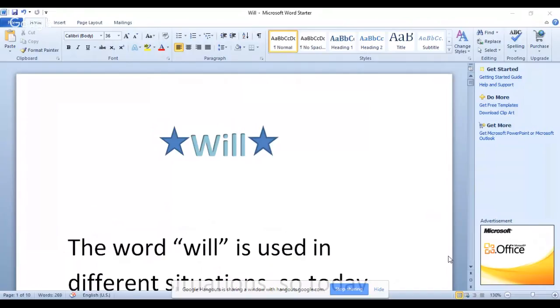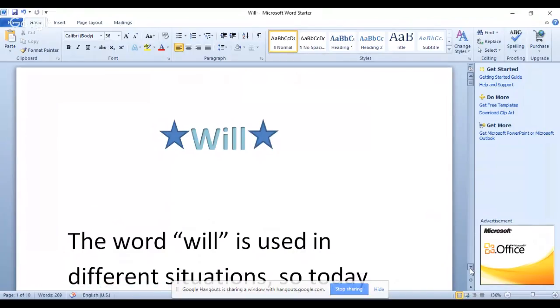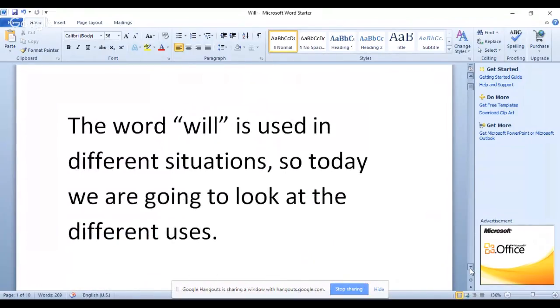Okay. Good. Well, then, can you just read this for us, please? The word will is used in different situations. So today we are going to look at the different uses. Very good. And that's basically it.